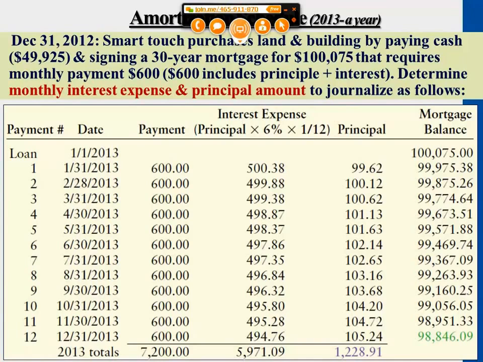Okay, now, it tells you that we agree on a monthly basis. Usually the problem will tell you what is the mortgage amount. They would also tell you on a monthly basis what is the fixed amount of payment. In this case, it's $600.